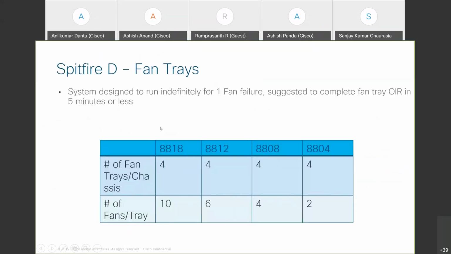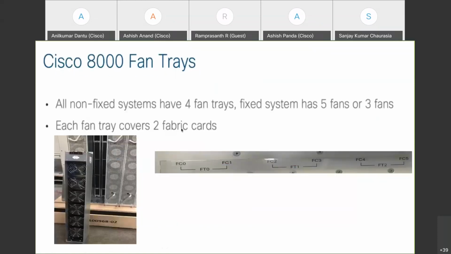So in case you lose a fabric, like say, for example, you are doing some activity and you remove the fabric card, one fan tray, you are still okay. But say you have removed one more fan tray because of some activity or something, then within 2 minutes, your system will power off. So one fan tray failure is accepted. But in case you lose more than one fan tray, then your system will power off.